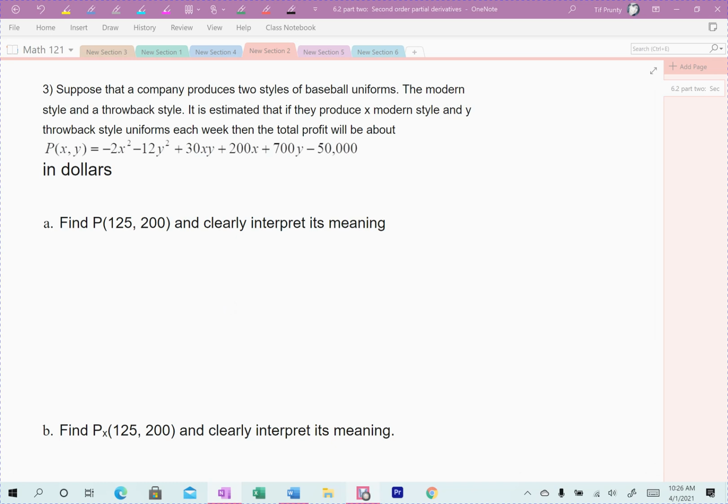Suppose a company has two different styles of baseball uniforms, modern style and throwback. They produce X modern and Y throwback each week for a total profit of that in dollars. The first one is just the profit function at X equals 125, Y equals 200. So it's just taking those in.